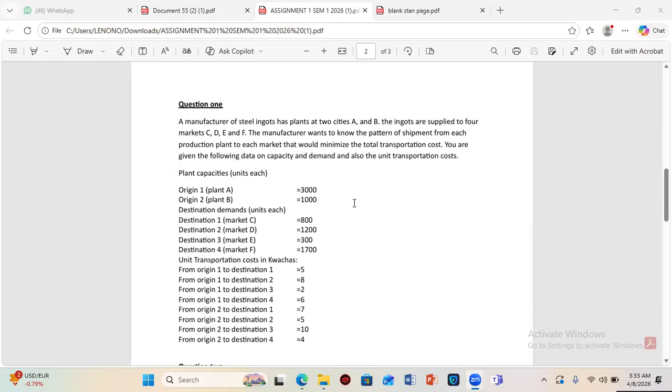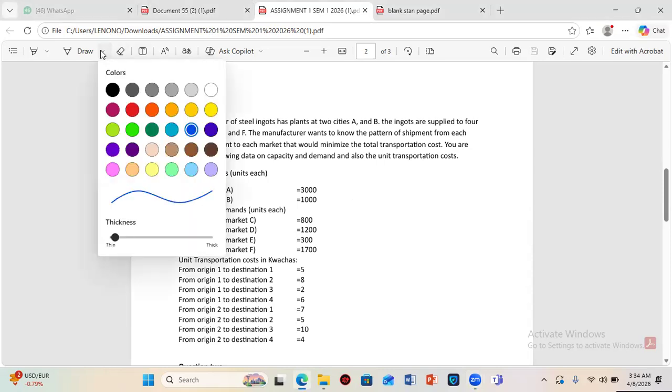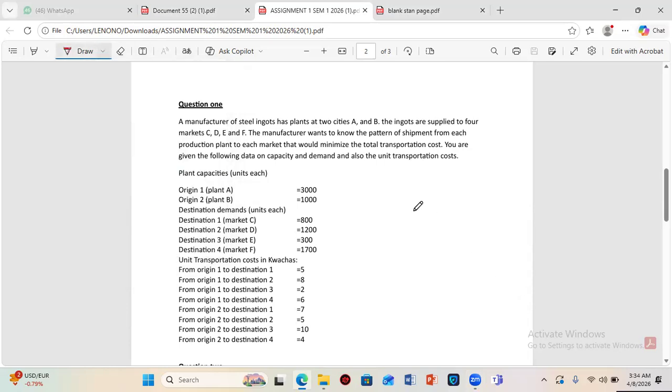So we have the plant capacities, that is in units each: origin 1, plant A, 3,000; origin 2, plant B, 1,000. Then the destinations' demand units. Destination 1, market C, is 800. Destination 2, market D, is 1,200. Destination 3, market E, is 300. Destination 4, market F, is 1,700. And then these are the unit transportation costs that we have.